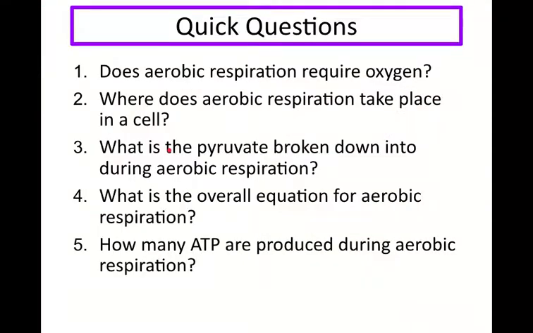So now let's try some quick questions on stage 2 of aerobic respiration. Pause the video here without looking back, try and answer these questions by saying the answer out loud or writing them down, and when you're ready, play the video to get the answers.